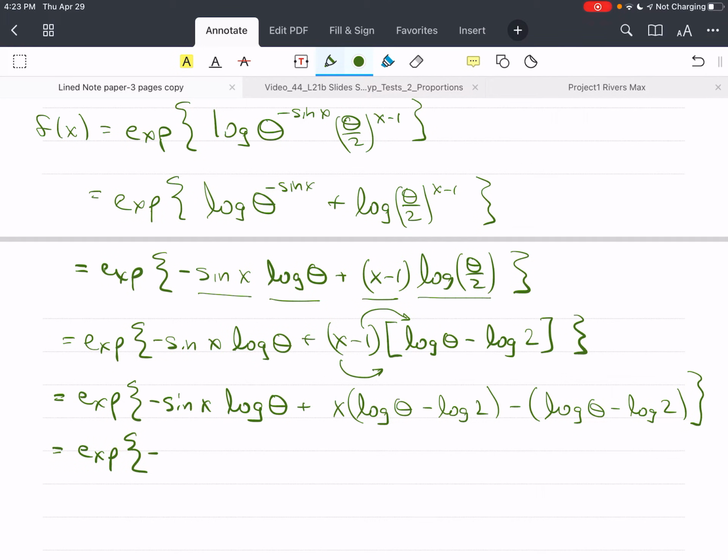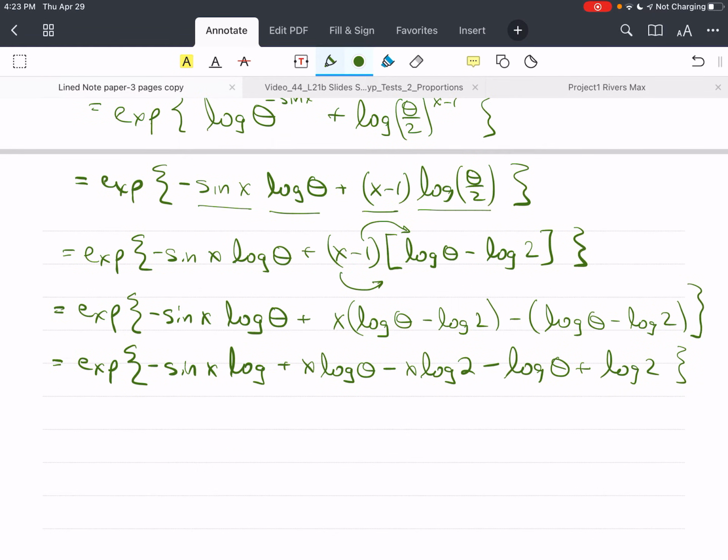So this is all about your algebra right here. So sine x log theta plus, now I distribute x across log theta and log 2. So this is going to be x log theta minus x log 2, and then minus log theta plus log 2. And all I need to do now is group and see if I can simplify in the right format.